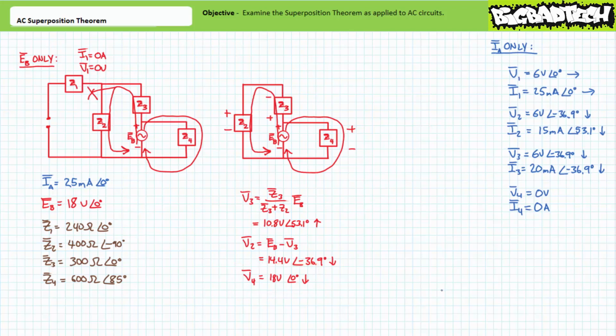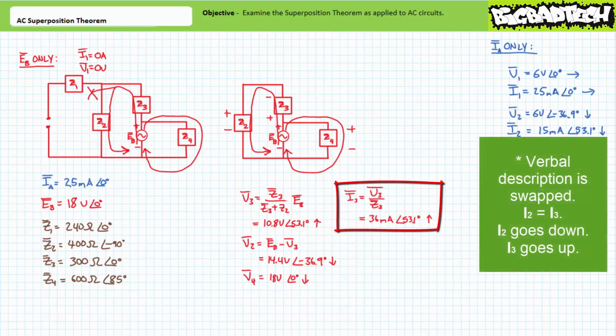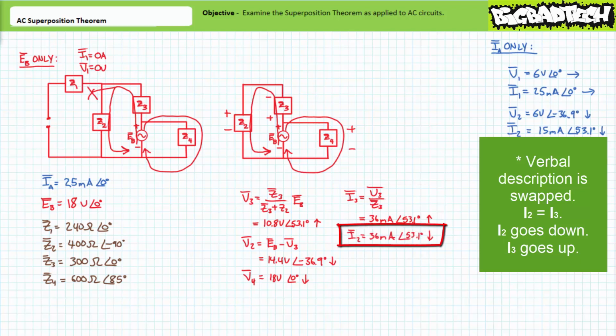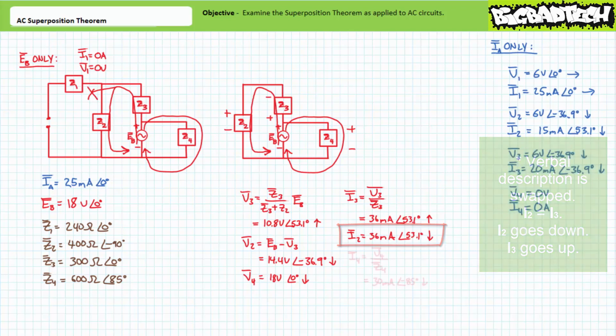Let's now consider current. An application of Ohm's law demonstrates I2 will be 36 mA at an angle of 53.1 degrees, traveling bottom to top. Given impedance elements Z2 and Z3 are in series with one another, I3 will also be 36 mA at an angle of 53.1 degrees, only this time the assumed direction of travel is top to bottom.